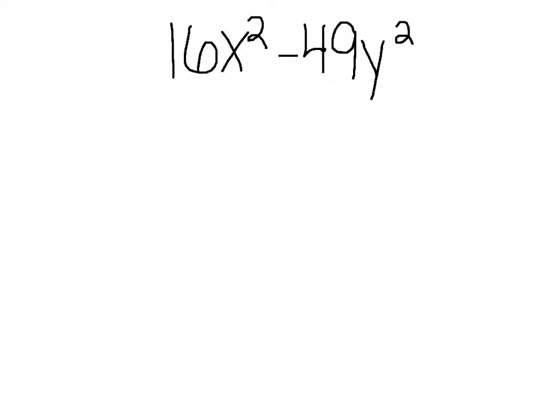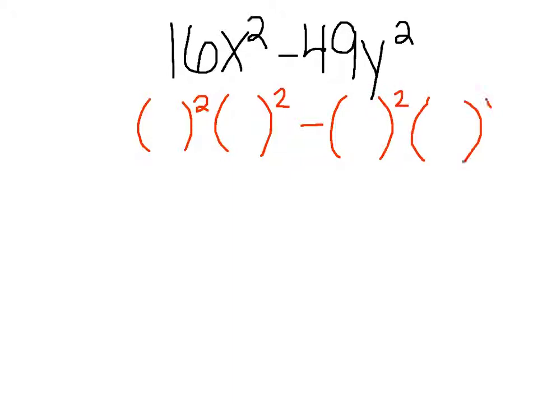All right, looking at this example, we have 16x squared minus 49y squared. I want you to take it into two parts. What squared gives you 16 and what squared gives you x squared? Minus what squared gives you 49 and what squared gives you y squared?